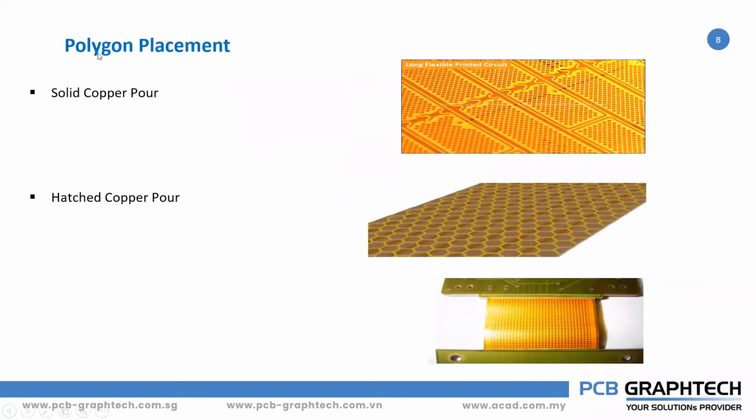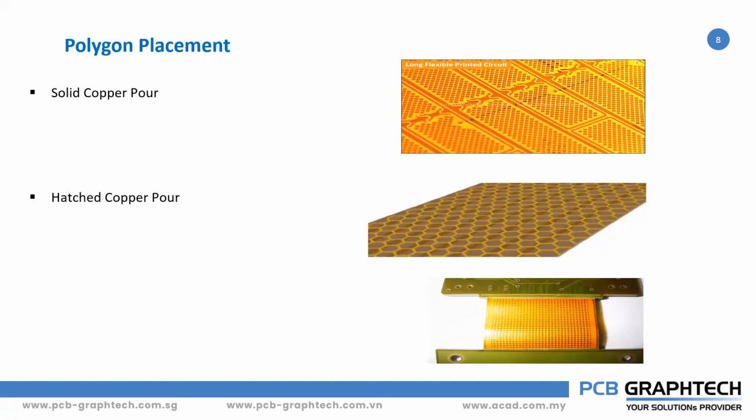Okay, so this is polygon placement. Usually when we pour copper, we go for solid copper. But when you pour solid copper for the flex board, it is very hard. Solid copper will be hard. So what happens is your flex region, when it is bent, will break. The solid copper is not convenient for the flex. It is not reliable for your board as well.